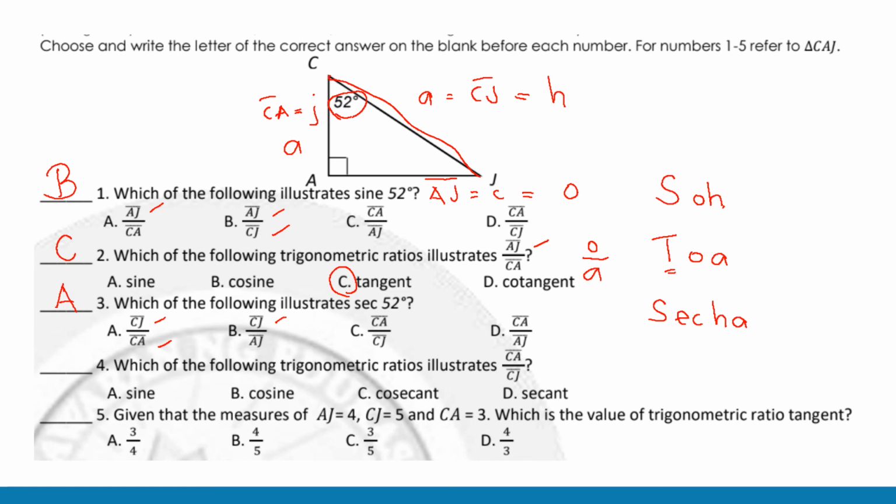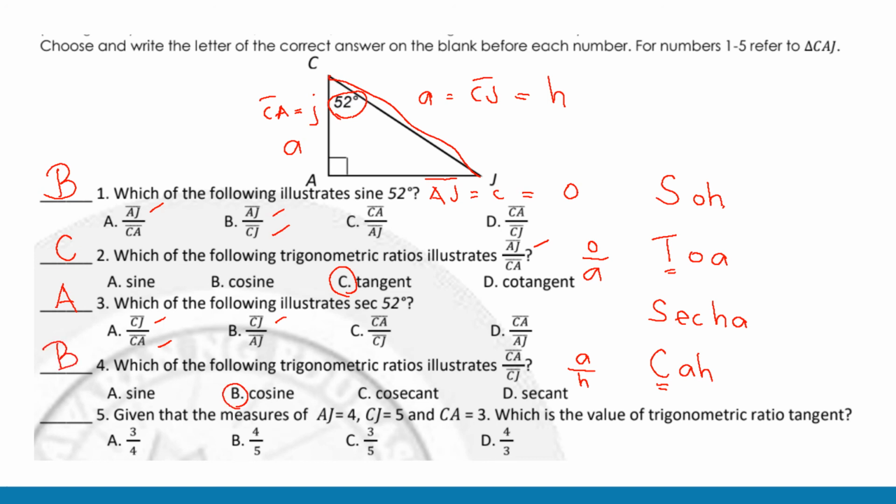Next, problem number 4. Which of the following trigonometric ratios illustrates segment CA? Ano nga ang segment CA natin? It is adjacent. And then over segment CJ, it is hypotenuse. So, adjacent over the hypotenuse ay tumutukoy sa CAH, yung K. Which of course, alam natin itong C na to is for cosine. Tama? Kaya naman, ang sagot sa number 4 ay letter B.